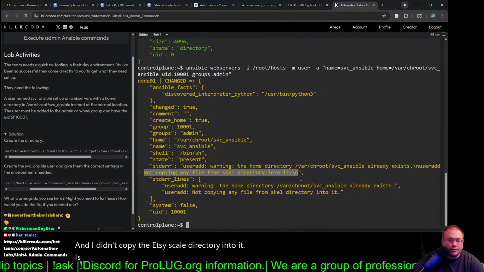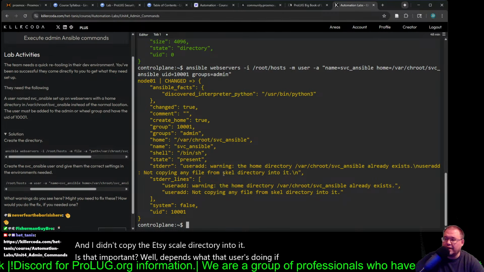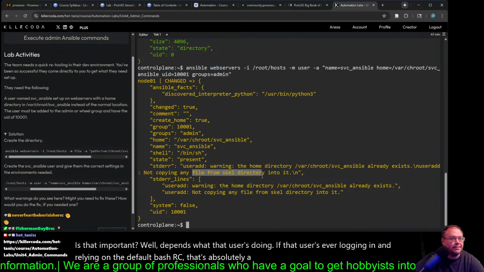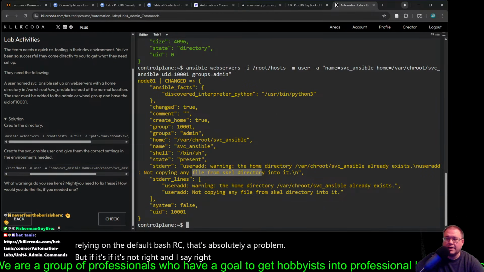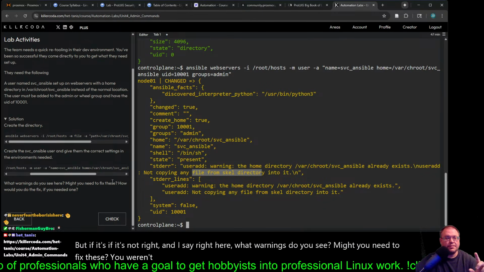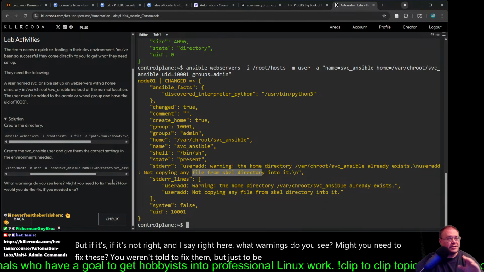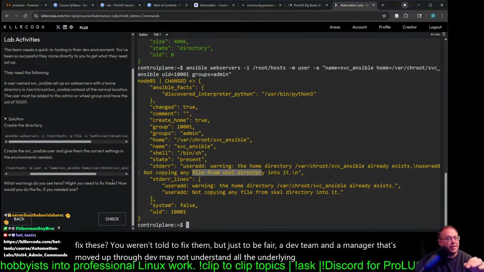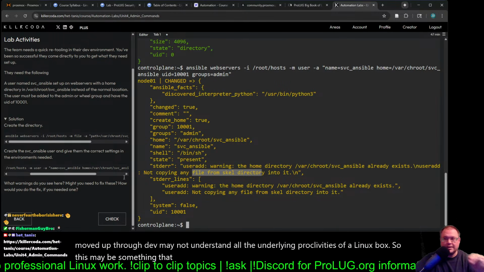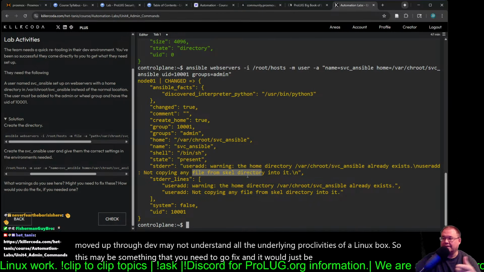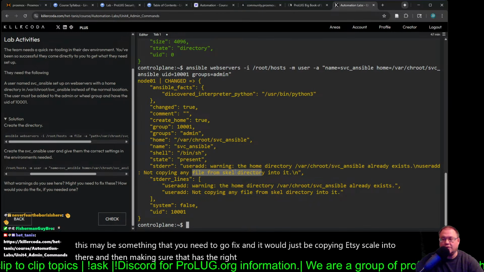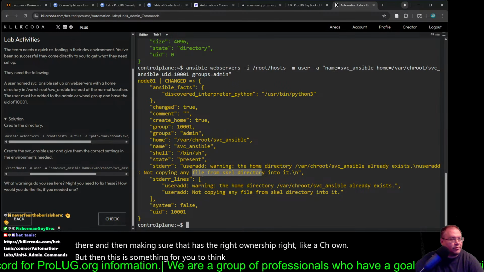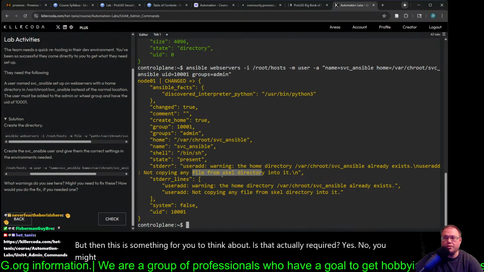Is that important? Well, it depends what that user's doing. If that user's ever logging in and relying on a default .bashrc, that's absolutely a problem. But if it's not, right, and I say right here, what warnings do you see? Might you need to fix these? You weren't told to fix them, but just to be fair, a dev team and a manager that's moved up through dev may not understand all the underlying proclivities of a Linux box. So this may be something that you need to go fix. And it would just be copying /etc/skel into there and then making sure that it has the right ownership, like a chown. But then, this is something for you to think about. Is that actually required? Yes, no. You might just want to communicate that over to them.